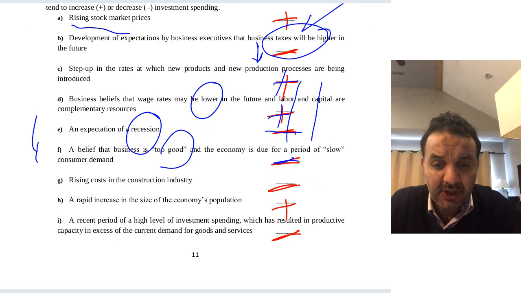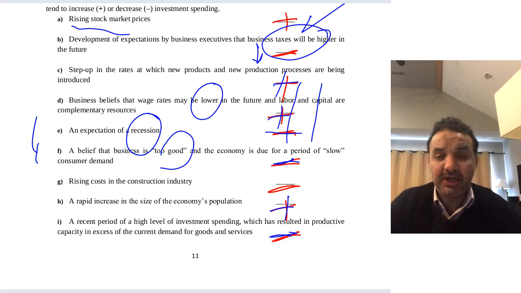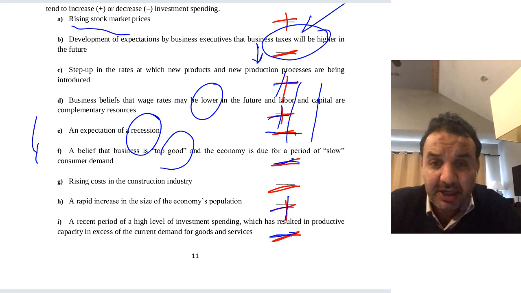Rising cost in the construction industry: negative. Rapid increase in the size of the economy's population: positive. A recent period of high level of investment spending, which results in productive capacity in excess of the demand: the impact is negative. So that's it. This is what I have for this video.